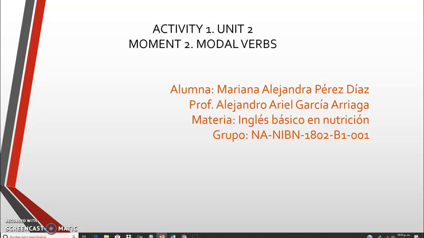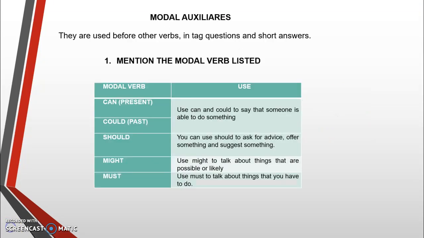Activity 1, Unit 2, Moment 2, Modal Verbs, by Mariana Alejandra Pérez Díaz. Modal auxiliaries. They are used before other verbs, in tag questions and short answers.